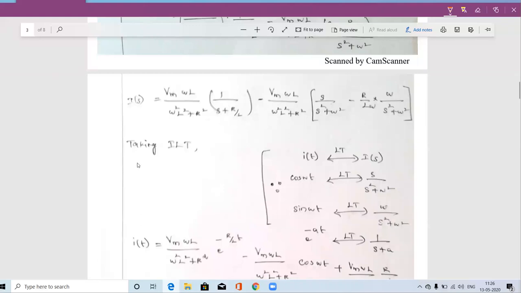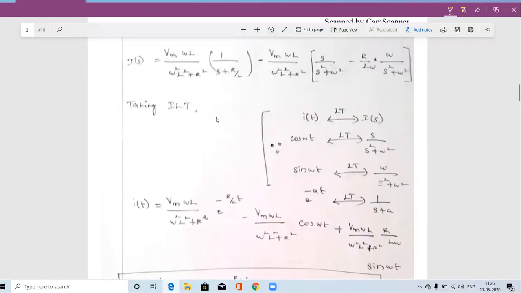Okay, what is the next step? We have to take the inverse Laplace transform. So if we take the inverse Laplace transform, we will get what? This constant you write as it is. Okay, what is the inverse Laplace transform of this one? e power minus at. In the place of a, what is the answer available?